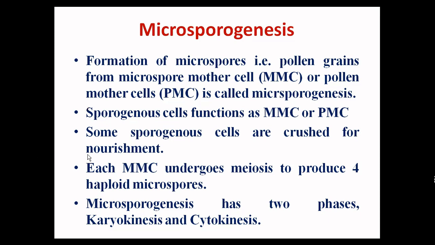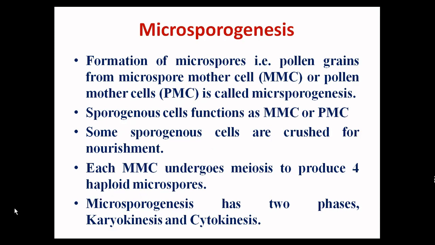Before the starting of meiosis in sporogenous tissues or pollen mother cells, some sporogenous cells are crushed, which provides nourishment for the developing pollen mother cells. Now each microspore mother cell undergoes meiosis to produce 4 haploid microspores. Sorry, the microspores are not the gametes, but they are carrying the gametes with them.